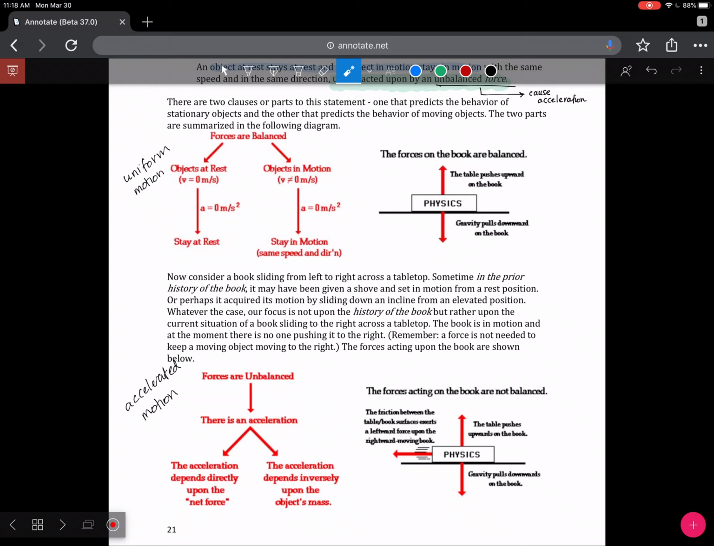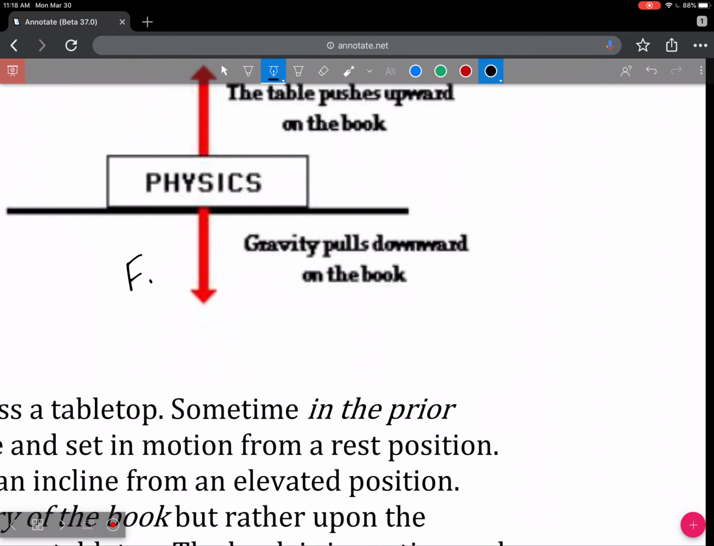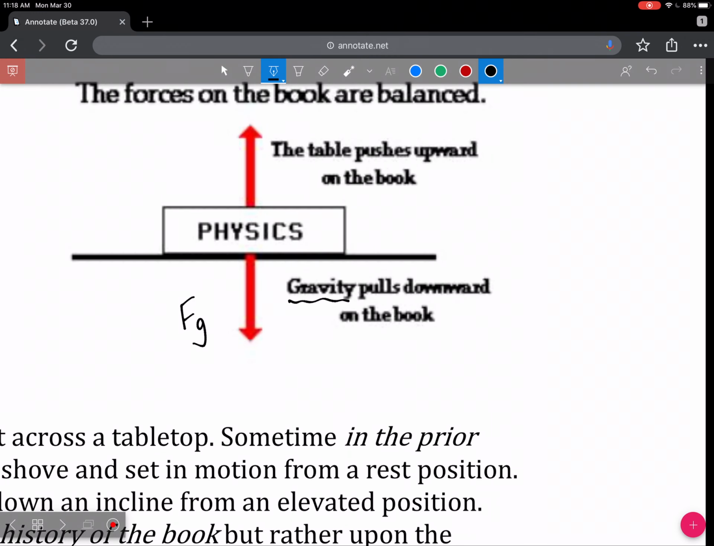The physics textbook here is just laying on a table, not moving. There's a downward force on the book that we call Fg, the force due to gravity. And force of gravity always acts down on objects. We know that everything falls down, according to Newton. But we can see that the physics textbook is not moving down. It's not accelerating down. It's not in free fall. In fact, it's at rest. So this downward force, it must be balanced.